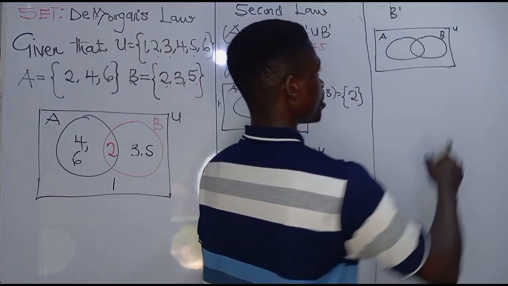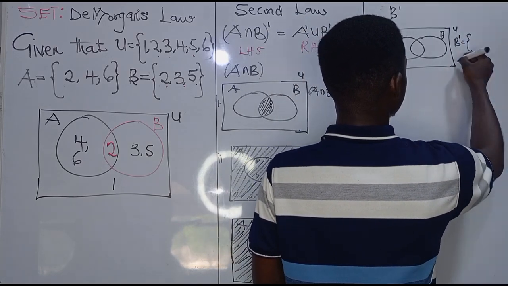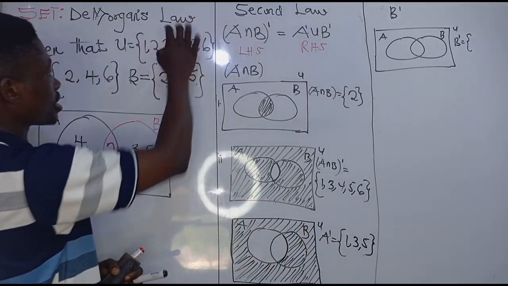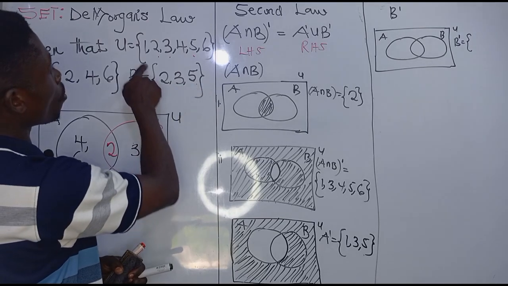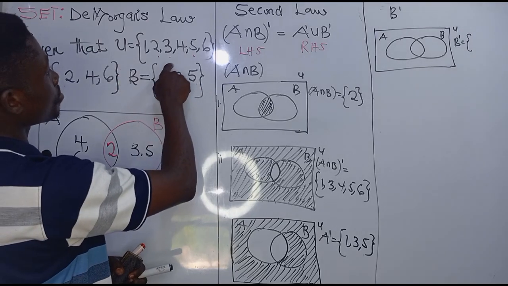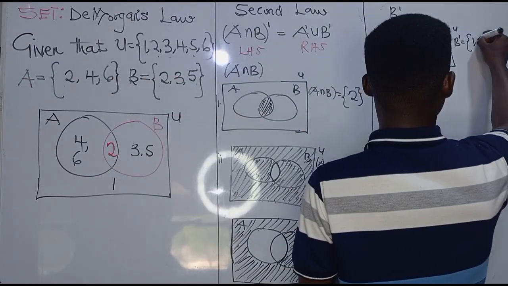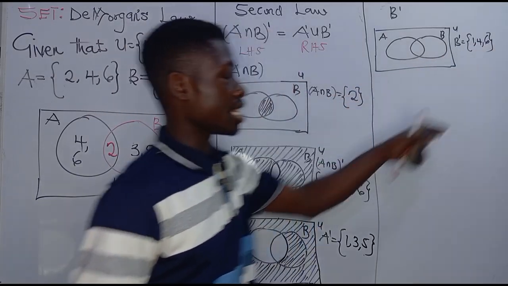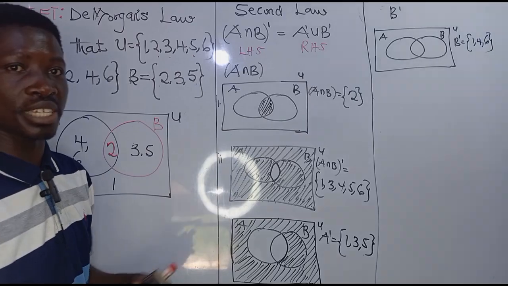So we have B complement. It means we have to look for all those elements in the universal set that are not in B. So we have what? 1, 4, and then 6, right? 1, 4, 6. So it means that these elements, they are in the universal set, but they are not in B. That becomes what? B complement.